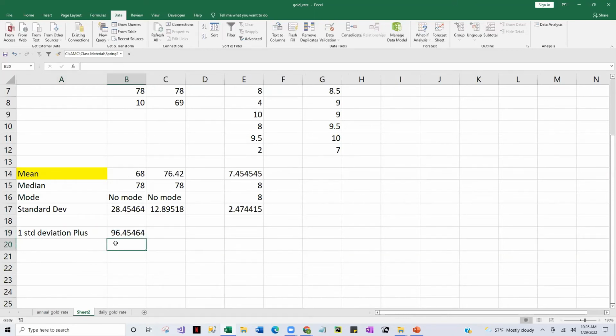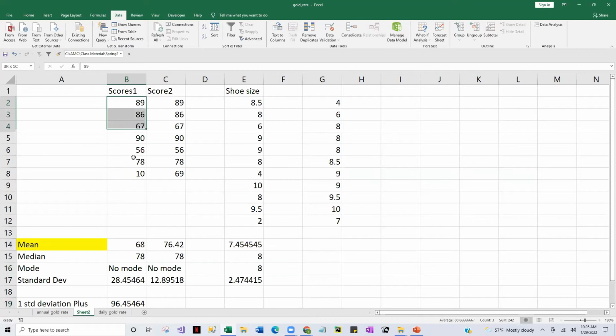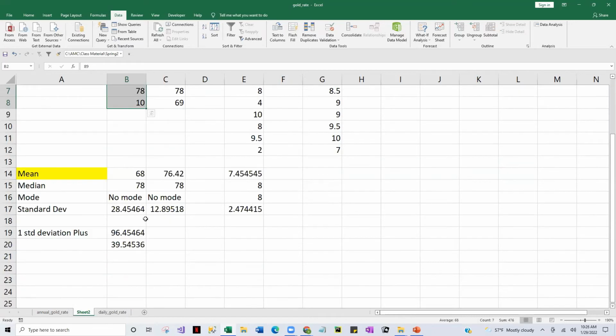Let's do one standard deviation minus. It's going to be 68 minus one standard deviation. So we are going to say 39. So what we are saying here is that 68% of this data is between 96 and 39.